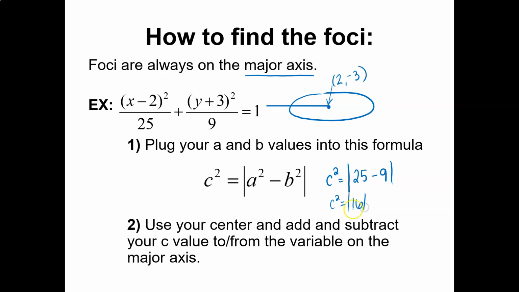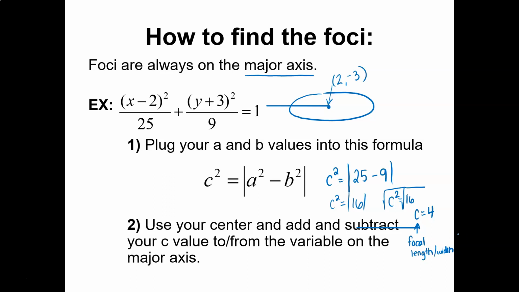And you've got absolute value bars. The absolute value bars just make it where you're always going to get a positive number there, so you don't have to square root a negative. So we've got C squared is 16. We will square root both sides, so C will equal 4. Technically there's a plus or minus there, but we don't really need it for what we're doing in this case. This is what we call our focal length, or sometimes they'll call it width.